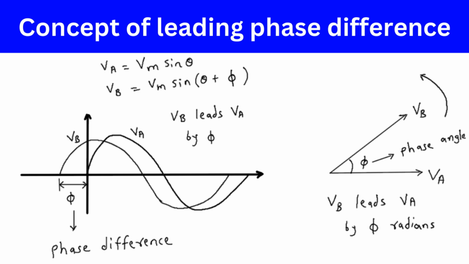The resulting phasor diagram will show the relative magnitudes and phases of VA and VB. Specifically, the angle between the two phasor vectors will be phi, which represents the leading phase difference between VB and VA. If VB has a higher amplitude than VA, then its phasor vector will be longer than the phasor vector for VA. Overall, the concept of leading phase difference and phasor diagrams are important tools in analyzing and understanding the behavior of sinusoidal signals in electrical systems.